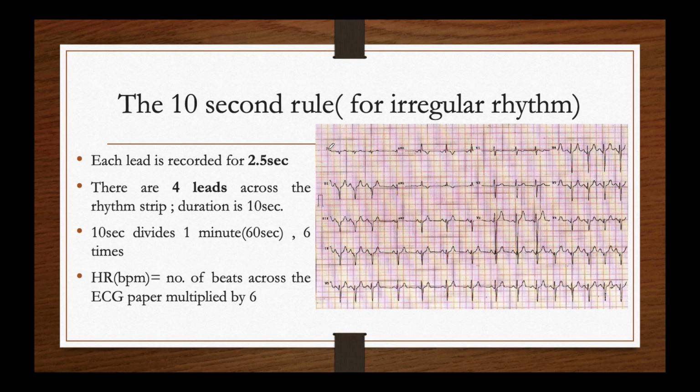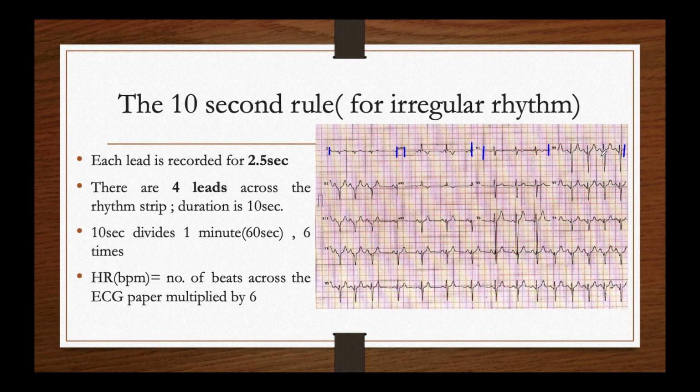This is standard lead 1. From the beginning of standard lead 1 to the end of standard lead 1 over here is recorded for 2.5 seconds. AVR starts from here and ends here for 2.5 seconds. Then V1 starts here up to here, also for 2.5 seconds. Then V4 ends here, which is also 2.5 seconds. And so this whole strip is 10 seconds.